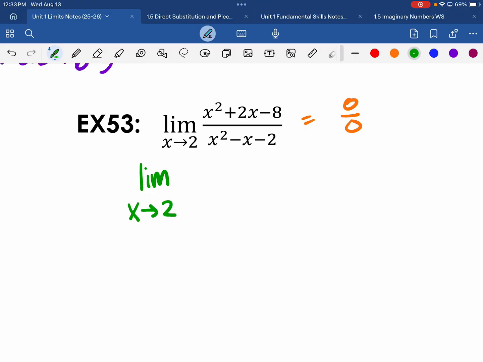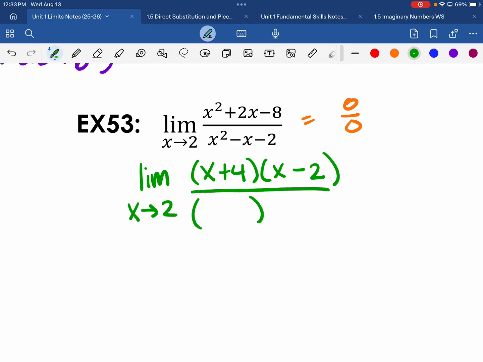So what two numbers multiply to give me negative 8, but add to give me 2? Positive 4 and negative 2. And then for the bottom, what multiplies to give me negative 2, but adds to give me negative 1? Yep, x minus 2 and x plus 1.